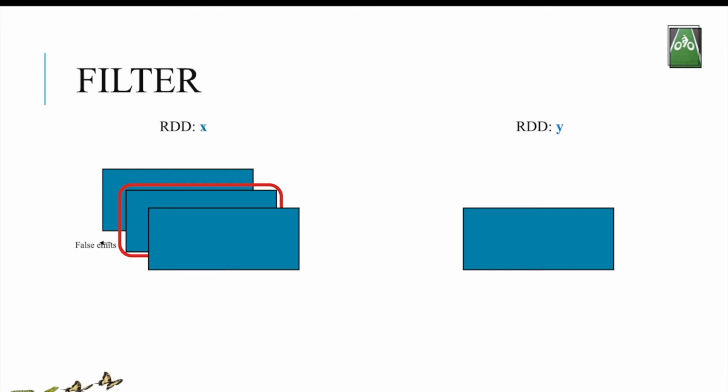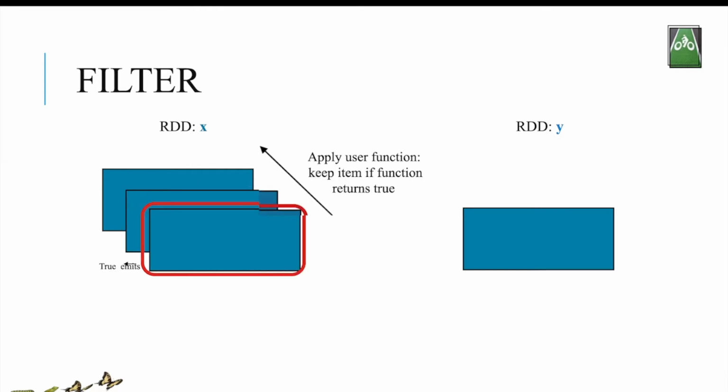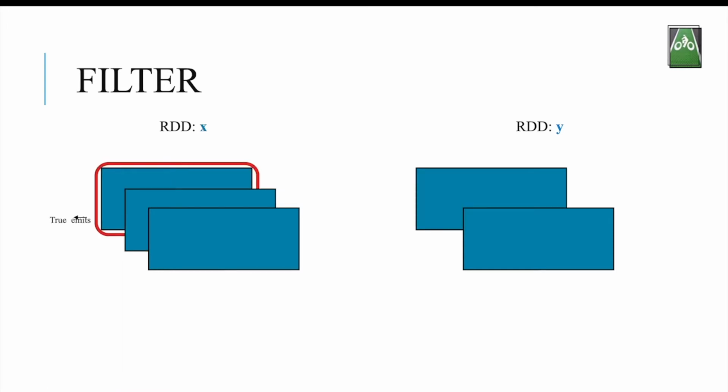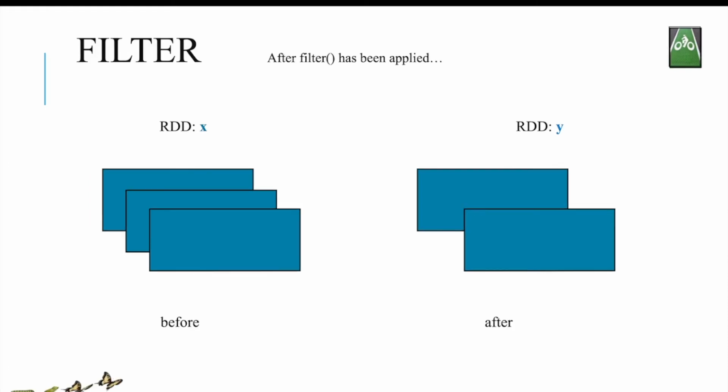Let's say the first element returned true, so it got added to RDD Y. Now going forward, let's say the second element does not fit the condition which we wrote in the filter operation, it returned false, so it will be eliminated and not added to RDD Y. Now the third element is again returning true, so that element got added into the new RDD, which is RDD Y. As filter is a transformation, the output of the filter transformation will again be a new RDD or a data frame.